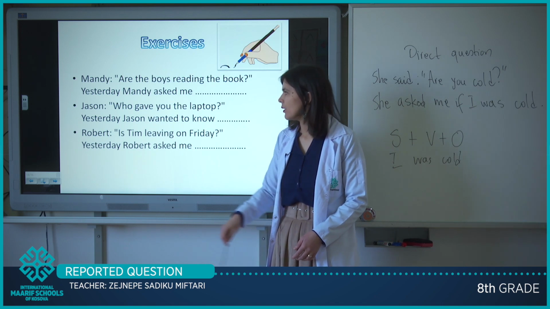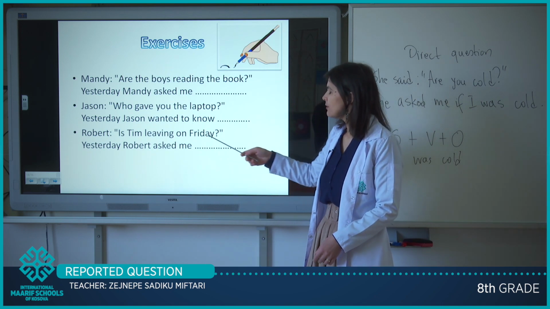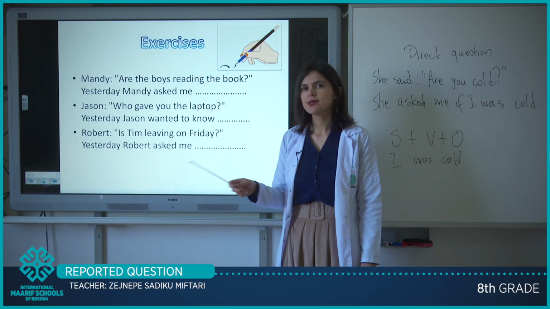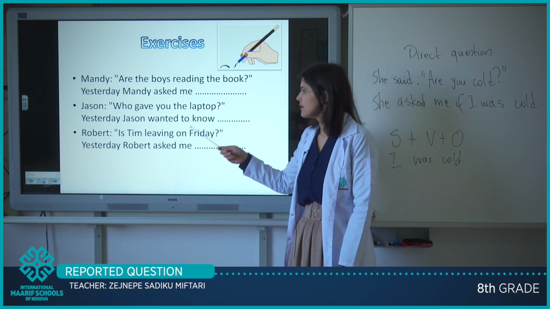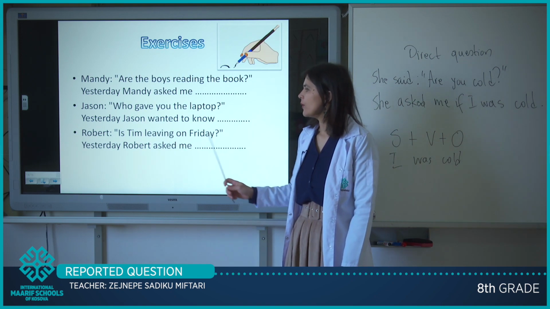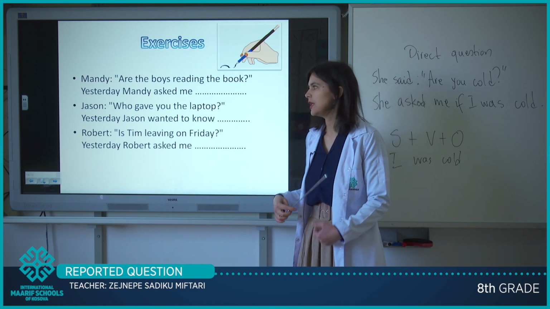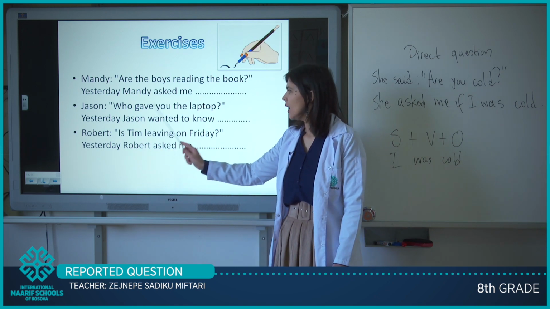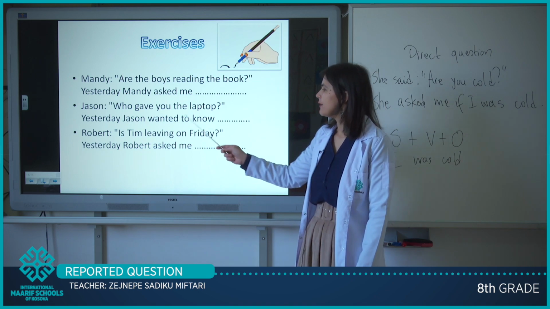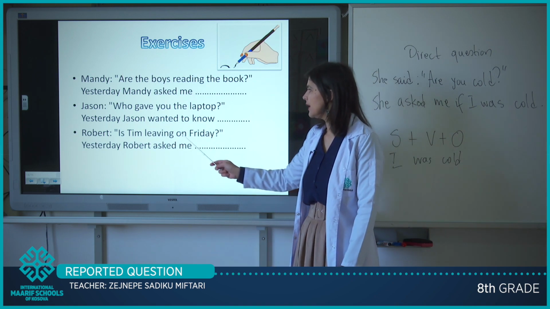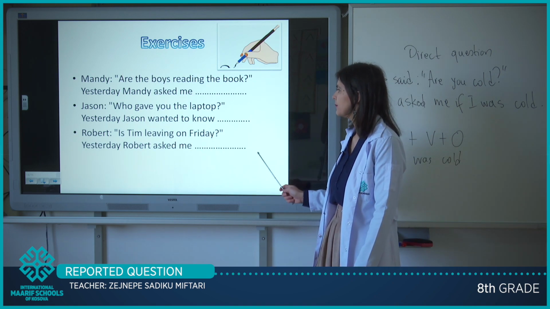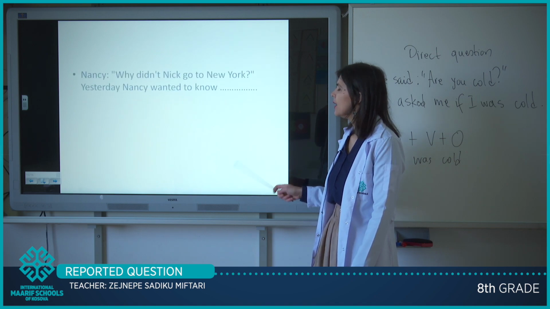Sentence number 3. Robert, "Is Tim leaving on Friday?" As we can see, the verb here is in present continuous and we have to make it into past continuous. So, "Yesterday, Robert asked me if Tim was leaving on Friday."